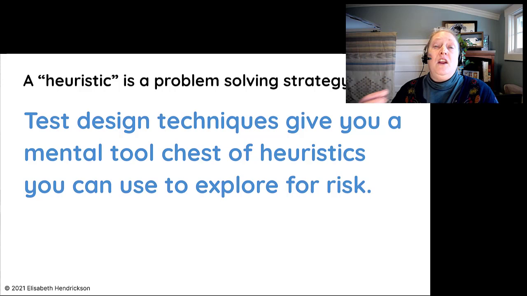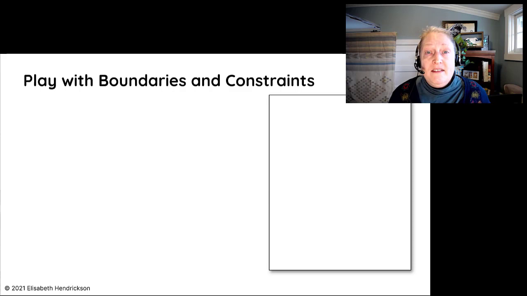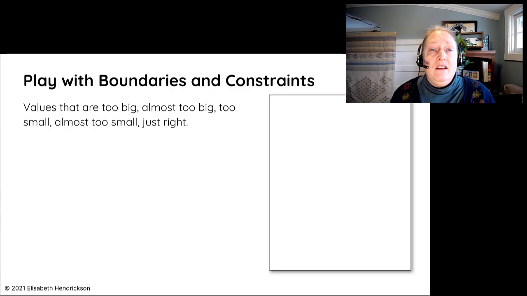How do you approach changing these variables? What are interesting kinds of values so that you can explore for risk? So, for example, one test design technique is boundaries and constraints. So values that are too big or almost too big or too small or almost too small or just right.